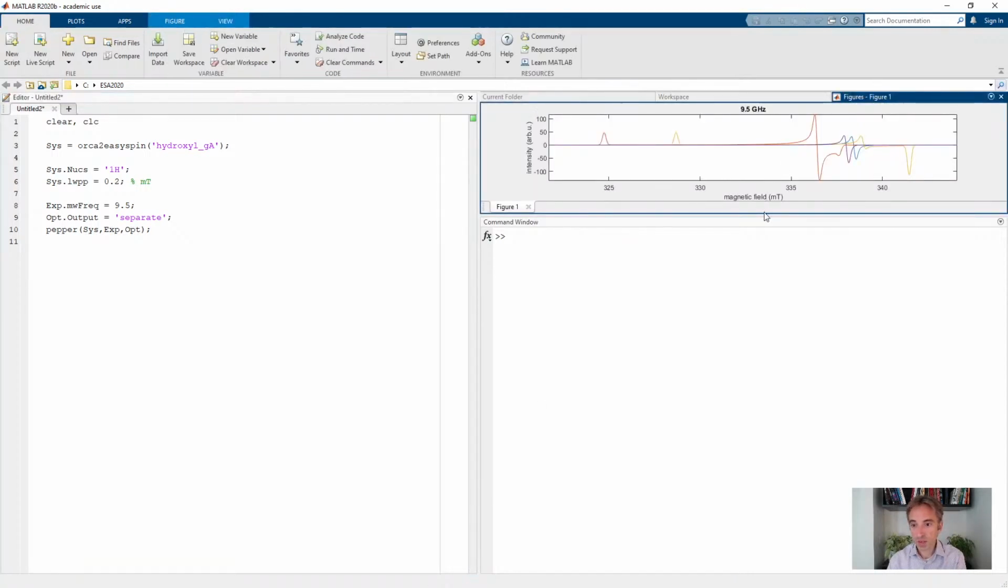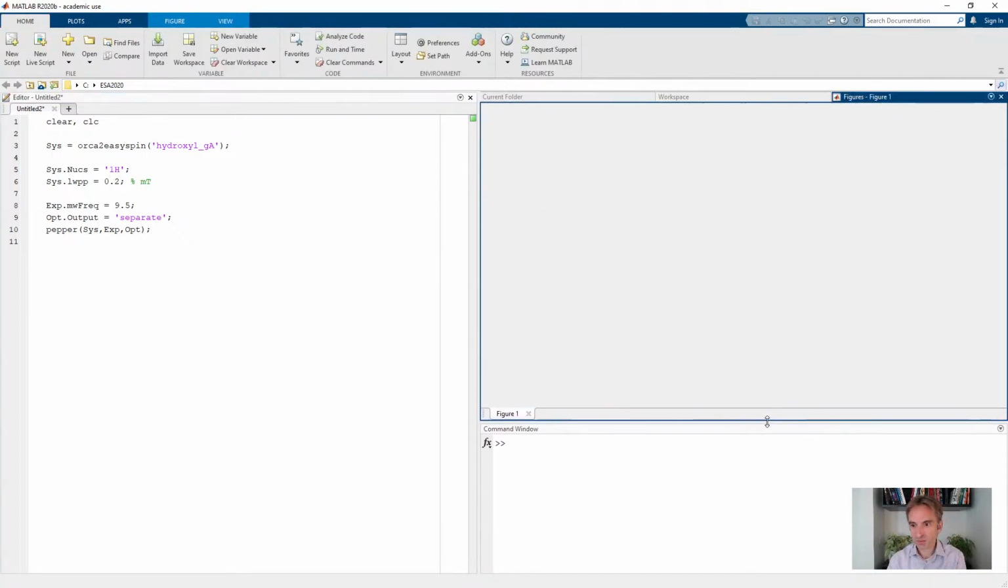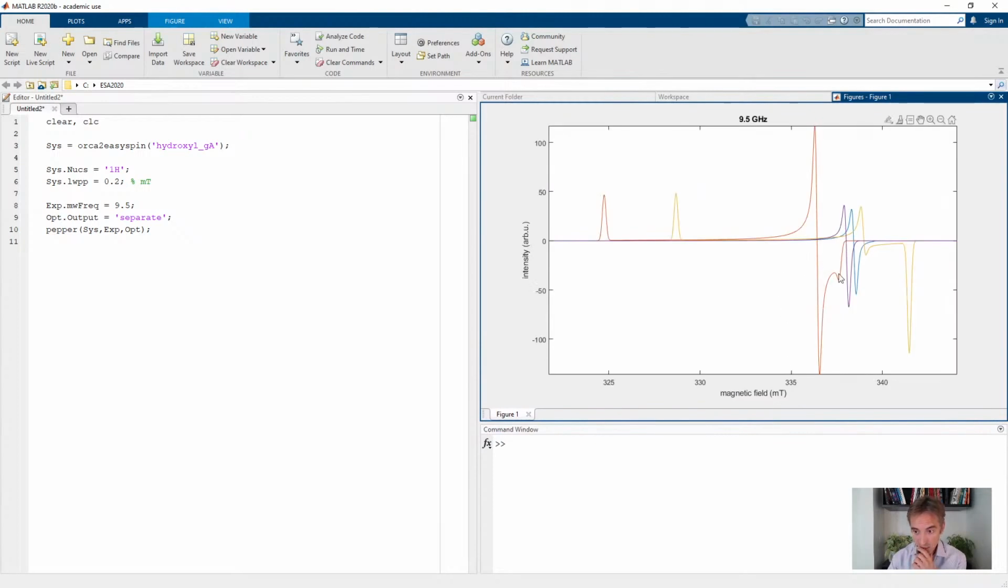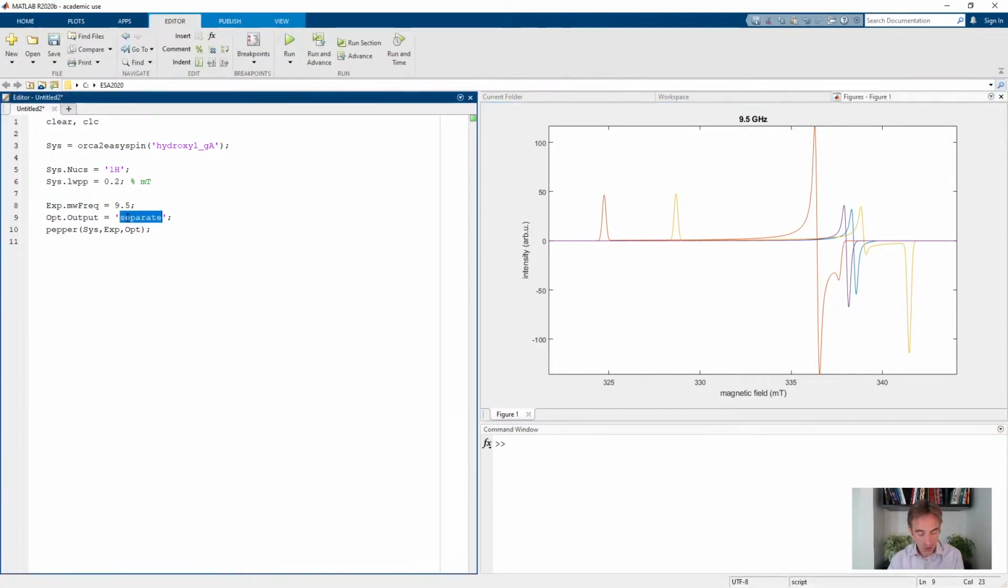It plotted the spectrum. And voila, here it is. You've got 3 transitions, or actually 4. We see a red one, an orange one, a blue one, and a purple one, showing fairly large splittings. And if you set the opt output to summed instead of separate, and you run it, it will show you the overall spectrum, adding up all the subtransitions.